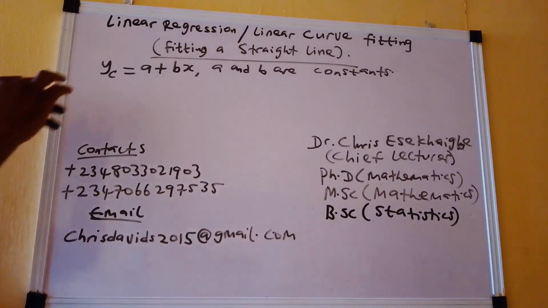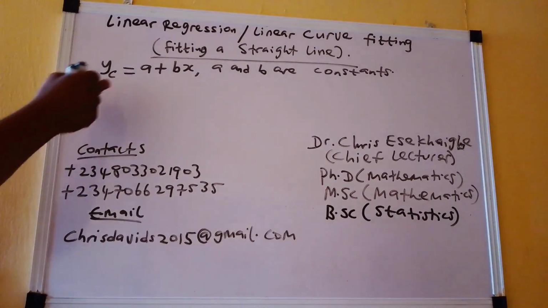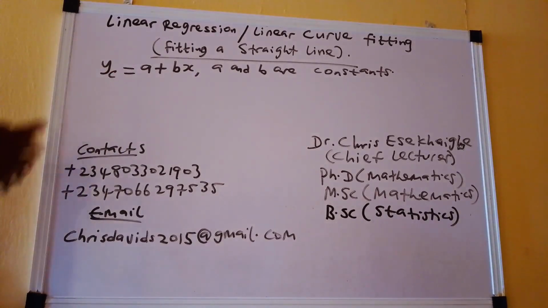And this is the model of a straight line. This is a straight line model. Y subscript C, the estimate of y, is equal to a plus bx. A and b are constants.